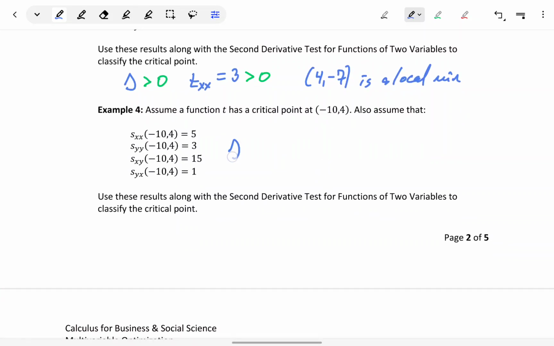In example 4, we'll calculate D again, which will be 5 times 3 minus 15 times 1, or 0. Since D is exactly equal to 0, that tells us that the test is inconclusive.